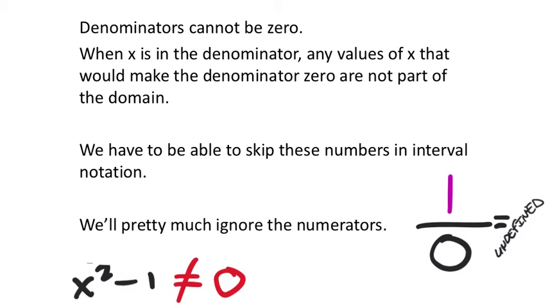Some students ask, what if there's x's in the numerator? I don't care. I don't care what it looks like. All I care about is the denominator. Then you can break this up and figure it out. We solve these pretty much like we would an equation, but it's a not equals. What this does is it tells us values of x that would make the denominator 0, which would not be included in the domain. All right?